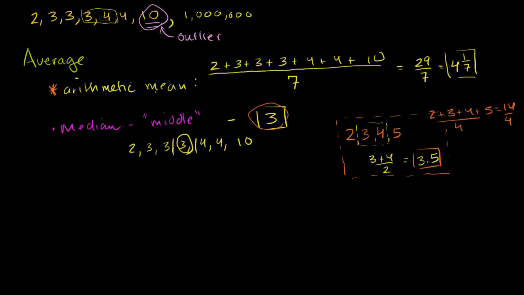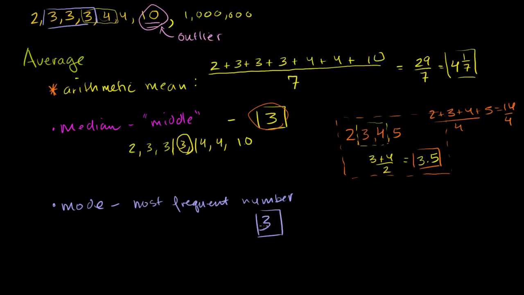Now, the last form of average I want to talk about is the mode. The mode has nothing to do with ice cream. The mode is literally the most frequent number. And in this data set, it's pretty clear what the most frequent number is. I only have 1 2, I have 3 3s, I have 2 4s, I have 1 10, and if you want to include the million, I only have 1 million there. So here, the number that occurs most frequently is the 3.